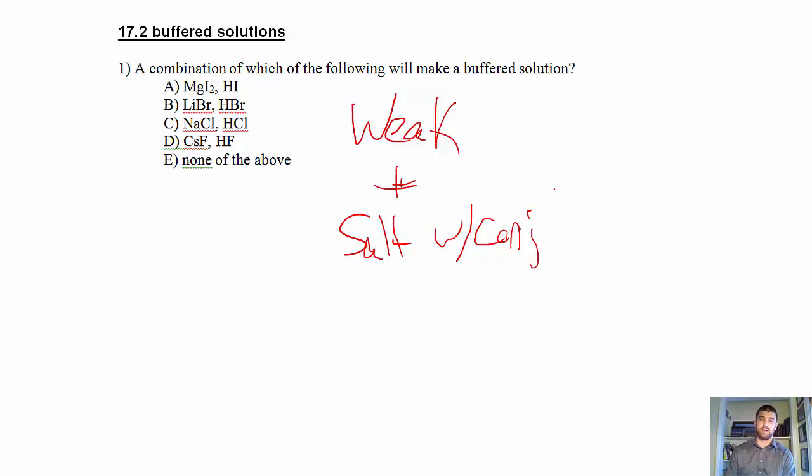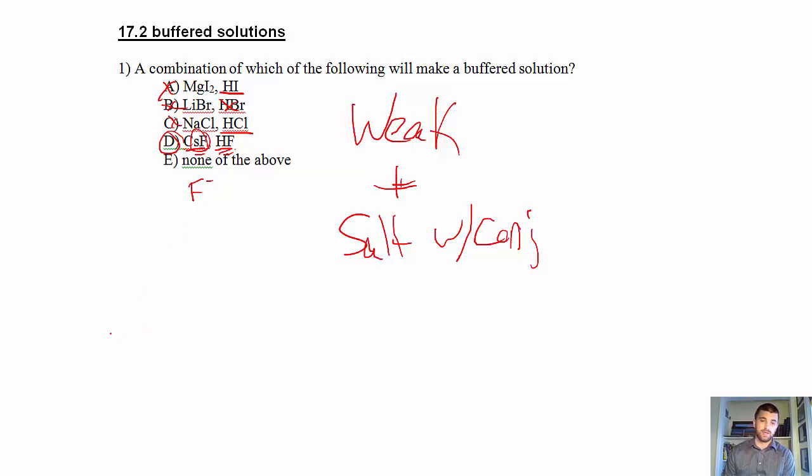So if we take a look at our options, well, HI is a strong acid and its conjugate. Nope, we want a weak acid or base. HBr, strong acid, not going to do it for us. HCl, strong acid, not going to do this. But HF is a weak acid, and we got its conjugate base pair with the fluoride ion there. So D will help us.